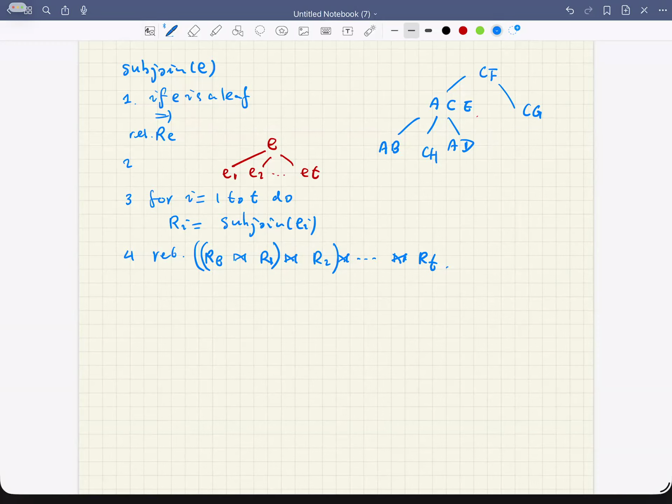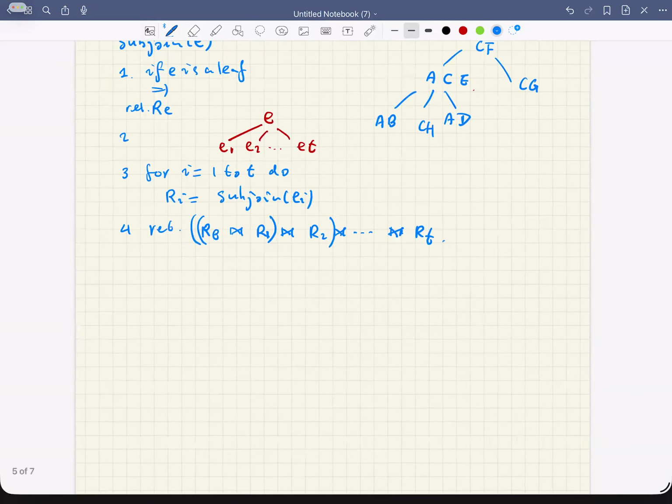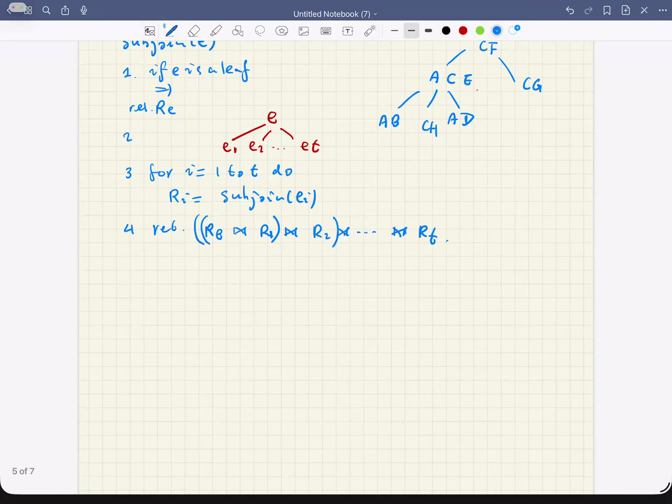Now let's talk about running time. As I said, if you want to do a binary join, so if you join R1, R2, the running time is IN plus OUT. I don't care about polynomial factors. If you want to directly look at this IN plus OUT, it will also work.